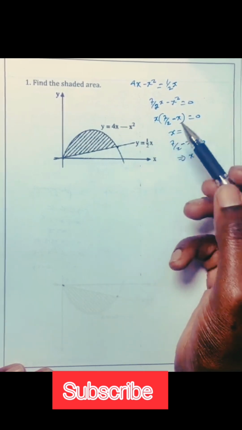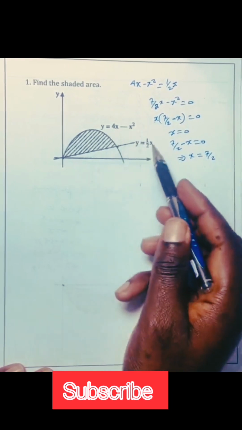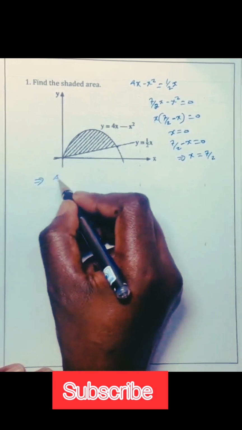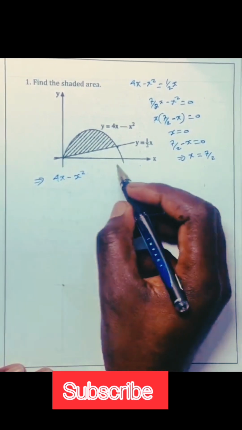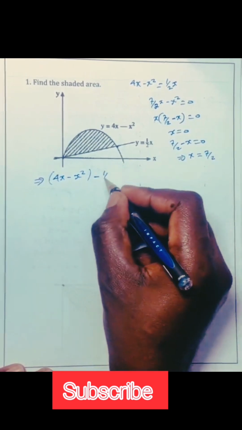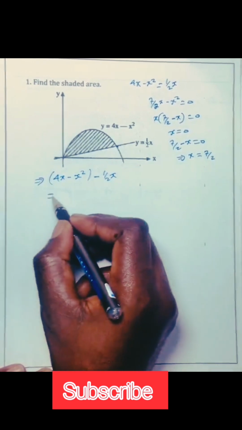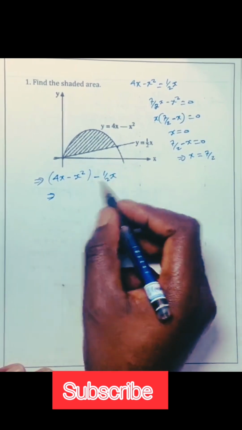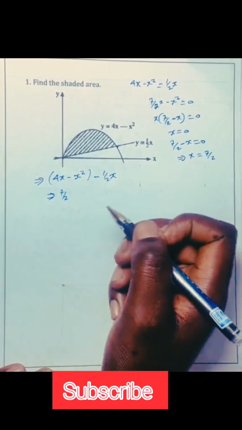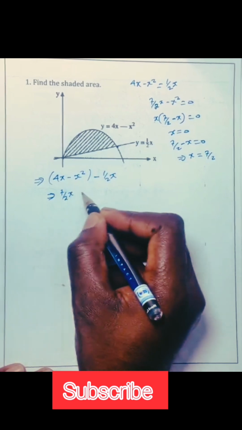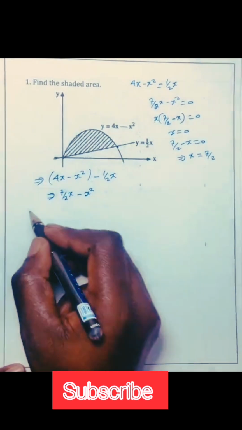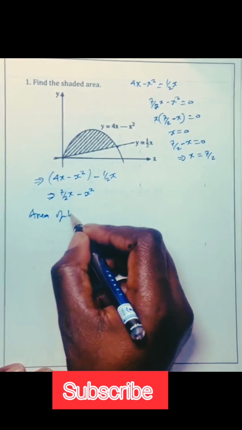For us to do that, we're just going to take this y minus that y, so that we have the shaded region. If we do that, we have 4x minus x squared, that one, minus the other y, that is half x. That should give us 4x minus half x, that is 7 over 2, that is 3.5x minus x squared.